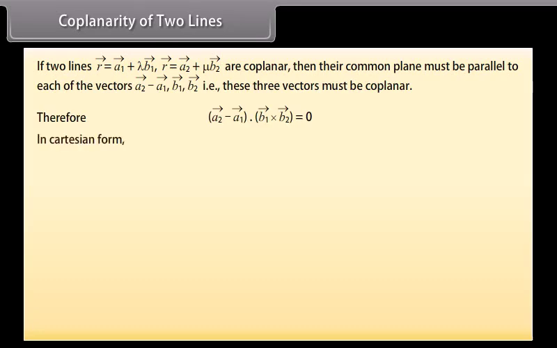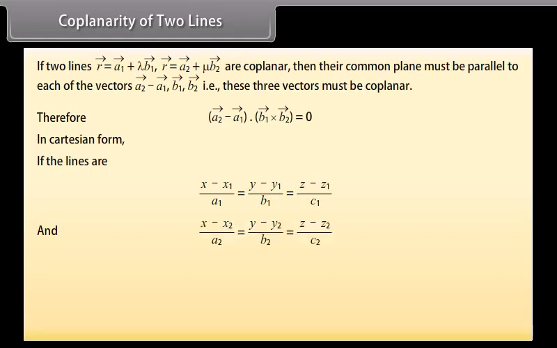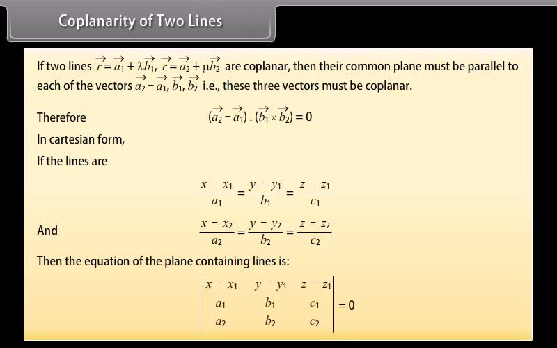In Cartesian form, if the lines are (x minus x1) by a1 equals (y minus y1) by b1 equals (z minus z1) by c1, and (x minus x2) by a2 equals (y minus y2) by b2 equals (z minus z2) by c2, then the equation of the plane containing the lines is the determinant, row-wise: first row, x minus x1, y minus y1, z minus z1. Second row, a1, b1, c1. Third row, a2, b2, c2, equals 0.